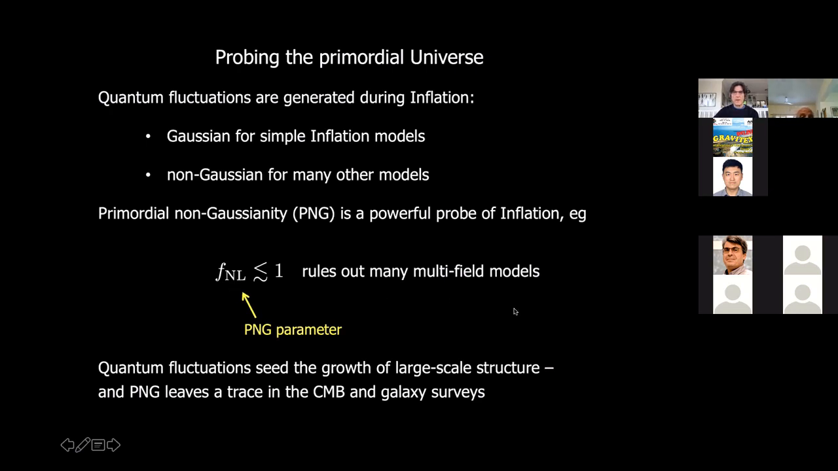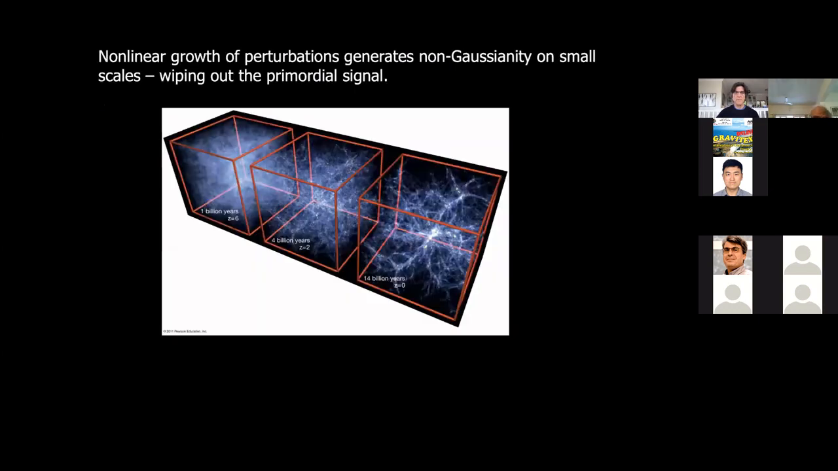And why can we measure FNL? Well, the point is that FNL leaves a trace which is frozen in both the CMB and galaxy surveys in a way that I'll try to explain in the following slides.